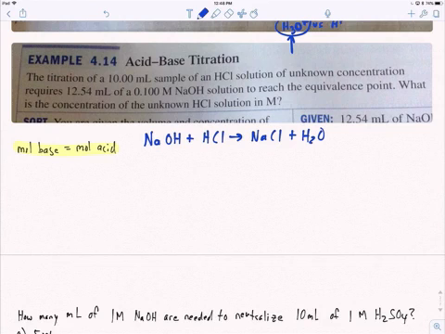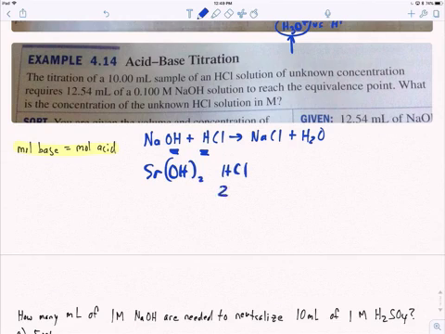So when we do this reaction, we have sodium hydroxide and hydrochloric acid. One thing to note about this, it's a 1-to-1 because there's 1 proton and there's 1 hydroxide. So if we had strontium hydroxide and hydrochloric acid, we would need 2 moles of hydrochloric acid to 1 mole of strontium hydroxide because of this 2. Okay?